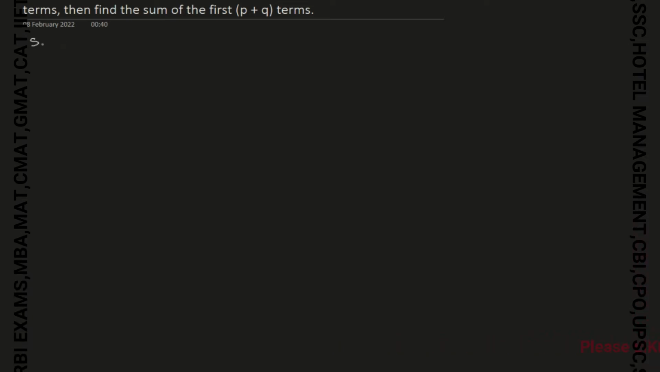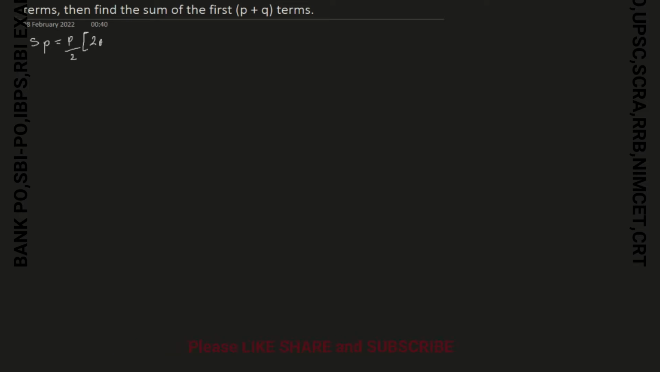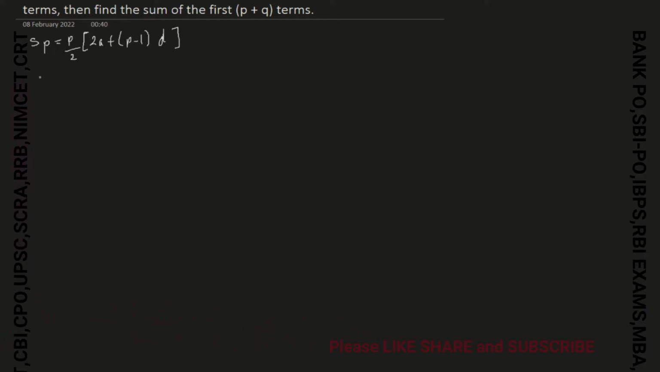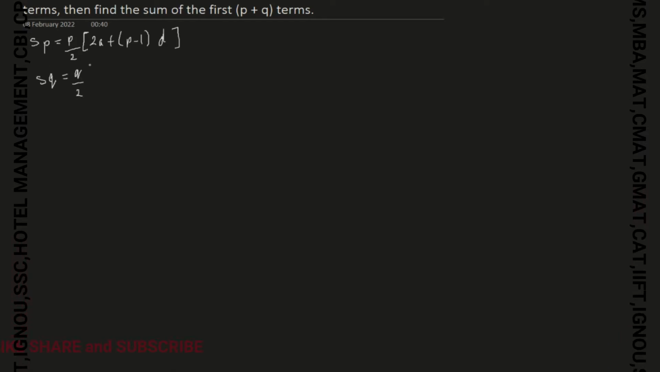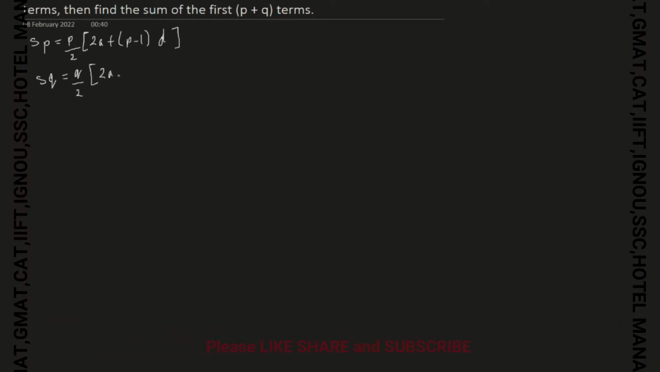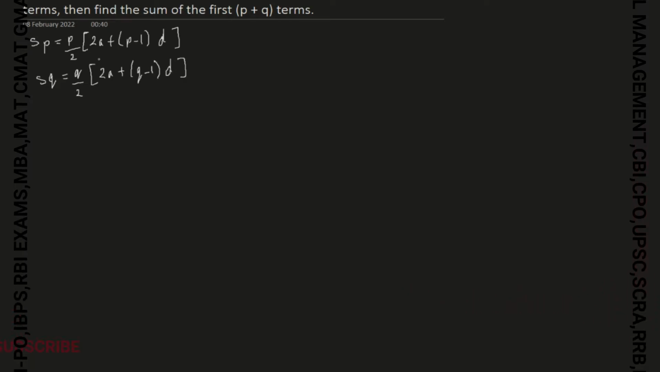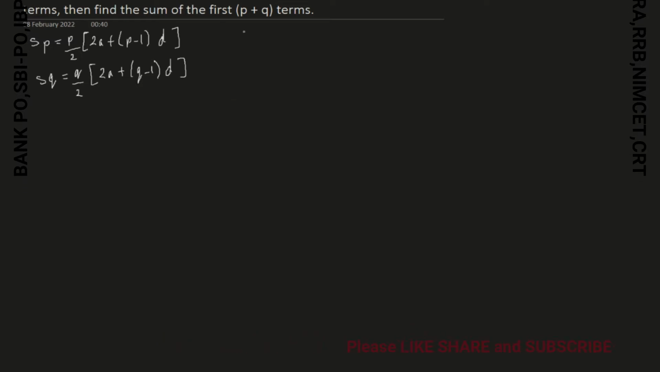So S of P is what? P upon 2 bracket 2A plus, and N is what here? P. So P minus 1 into D. Secondly, it's given S of Q terms, so the sum of the first Q terms will be Q by 2 bracket 2A plus Q minus 1 into D. I hope you get the formula. If not, then first see the previous questions also, but this is normal.